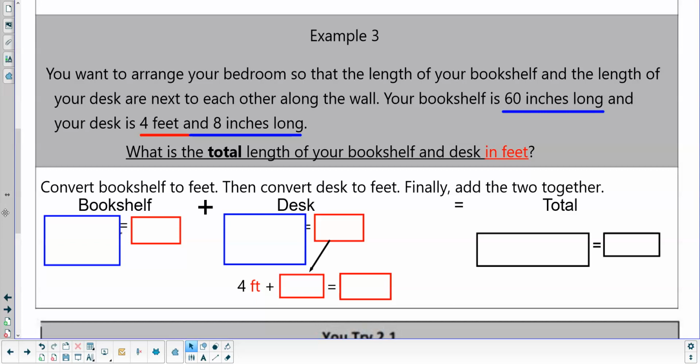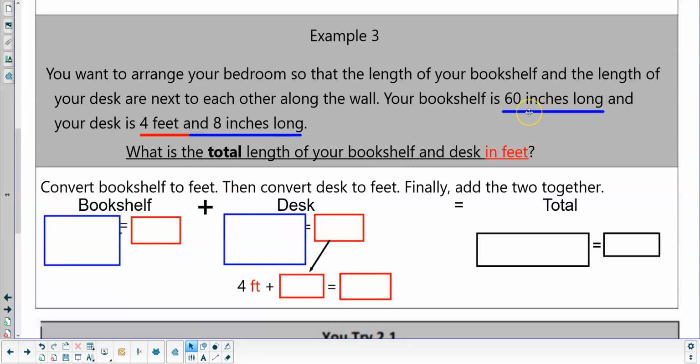Okay, so this is sort of a contrived one, and most likely if you were to do this, I probably would have done these in inches, but they said we want them in feet. So I want to go ahead and do that. So start with the bookshelf, which is the 60 inches. So we're going to do the conversion again. The 12 inches equals 1 foot.